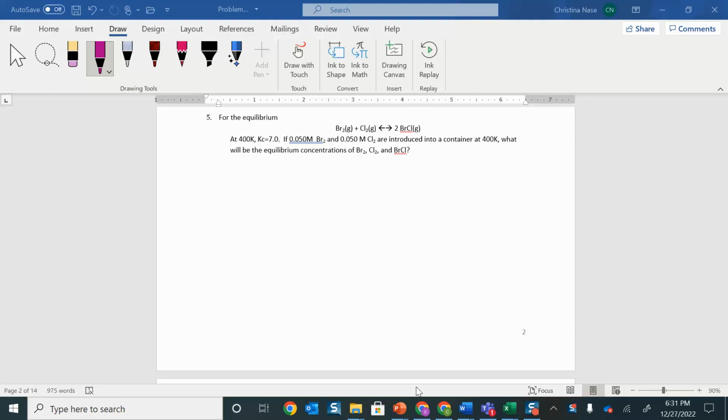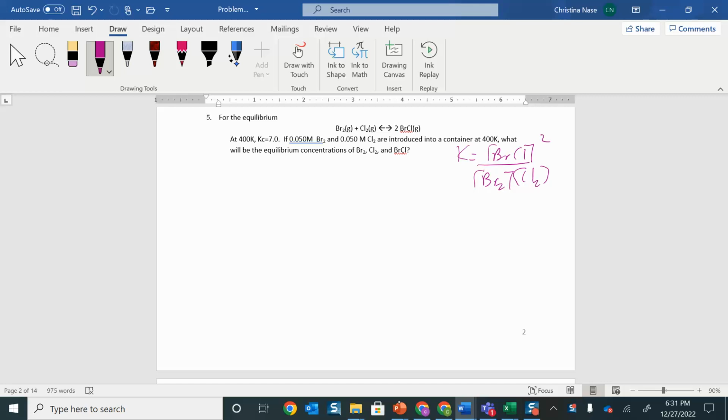So for number 5 here, we have this equilibrium. We can write our equilibrium constant expression. It's not a reaction. The equilibrium expression is just going to be K, which will be BrCl squared over Br2 and Cl2. Then we can set up an ICE table.